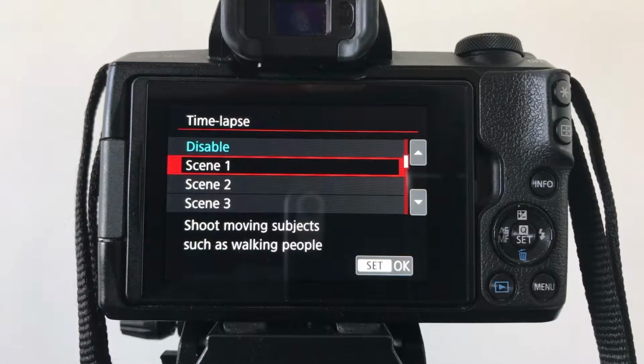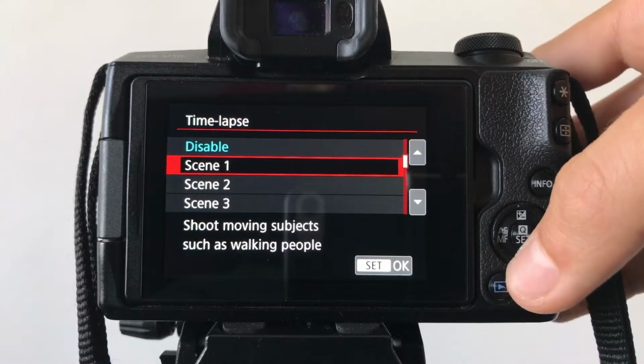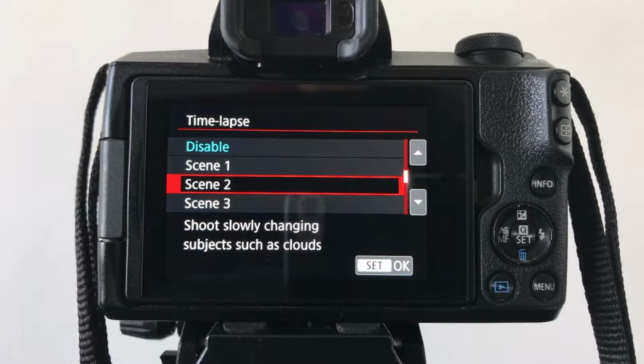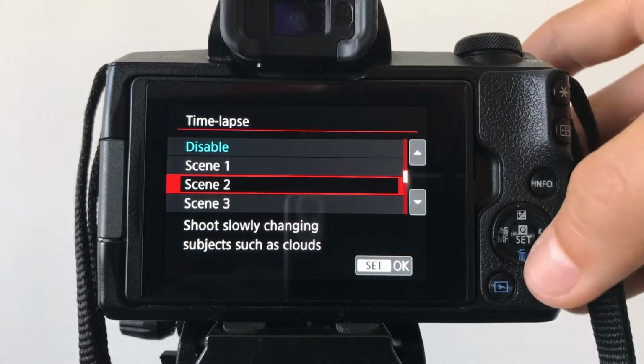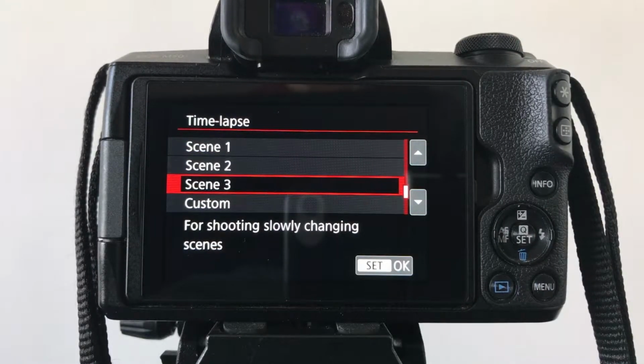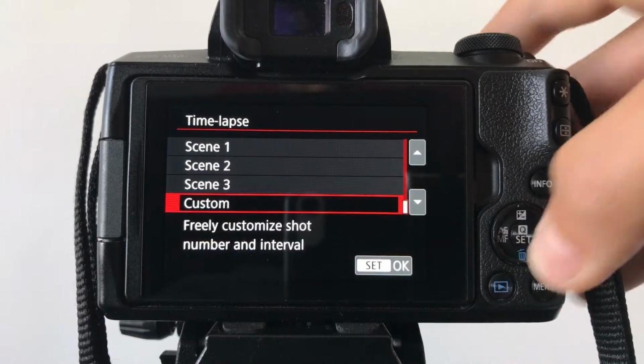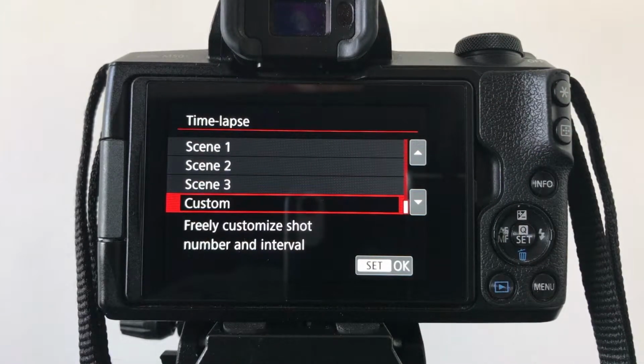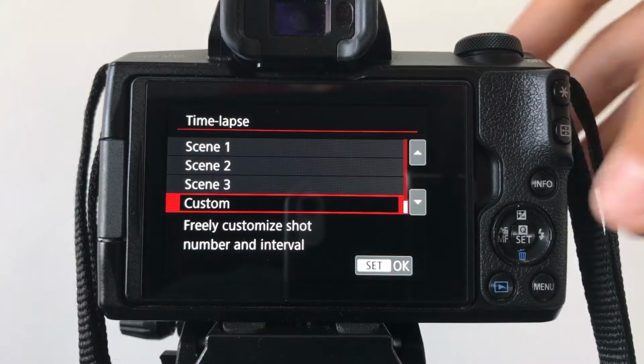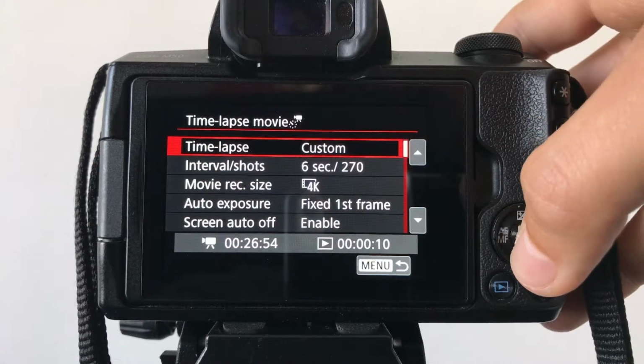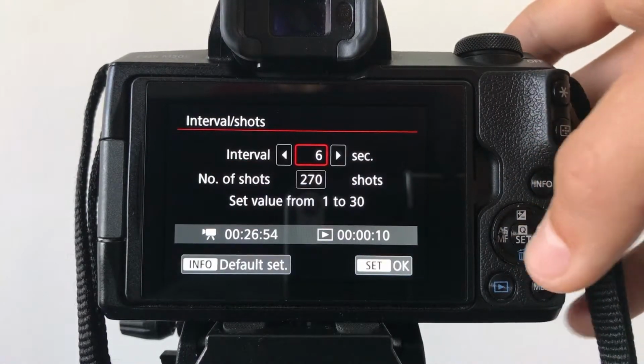options. The first one is for fast moving subjects such as walking people. The second one is for more slowly changing subjects such as moving clouds, and the third one is for very slowly changing scenes. Then you also have custom, where you can freely customize the number and the interval of the shots.